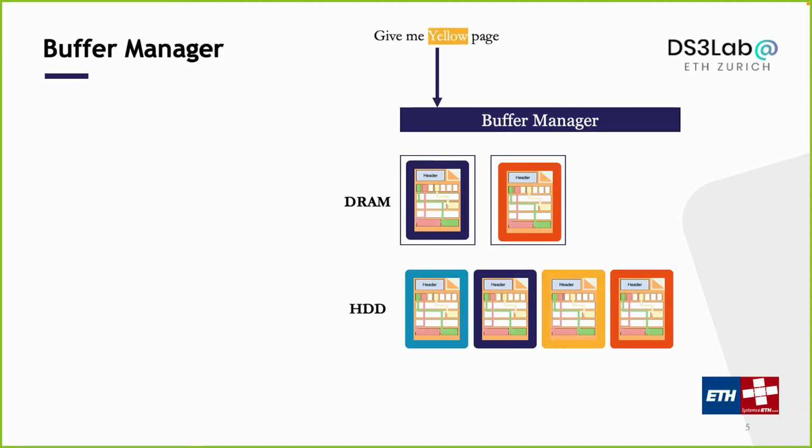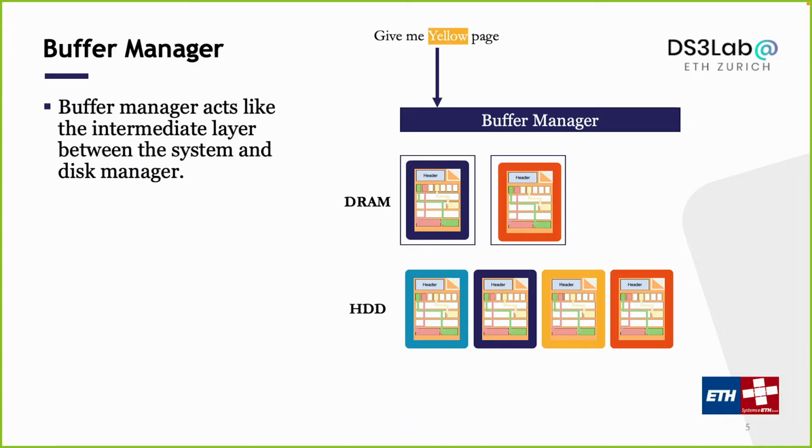So all the upper layers will talk to the buffer manager to say, give me the yellow page. Then the buffer manager will check whether the page is inside DRAM or not. If it's already in DRAM, return it. Otherwise, using whatever strategy we have been talking about, pick a page to evict, fetch the right page, and return that to the upper layer. Once you have this, all the upper layers just talk to the buffer manager to get the page instead of fetching pages and managing the buffer by themselves.